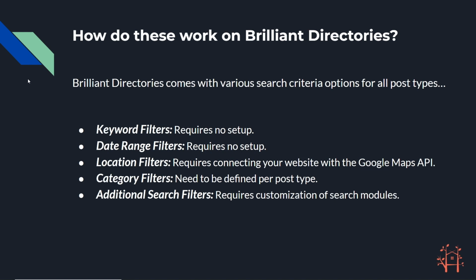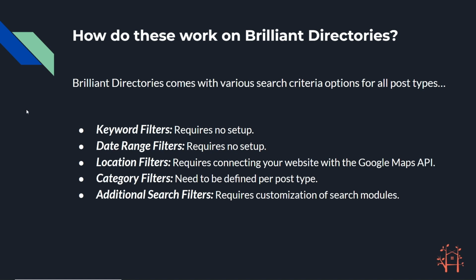But keyword filters, they require no setup at all. So you're good to go on that front. Date range filters require no setup at all. You're good to go. Location filters only require that you set up your Google Maps API. And there's some really cool documentation and videos on how you can get that going in your Brilliant Directories dashboard.